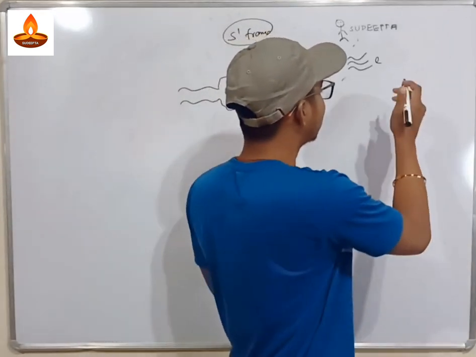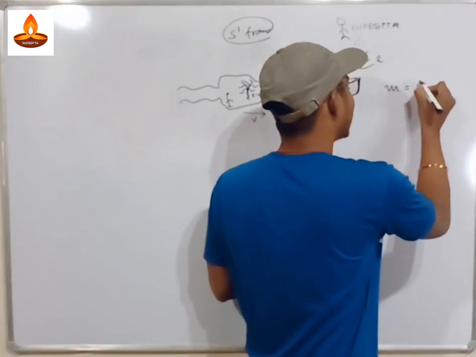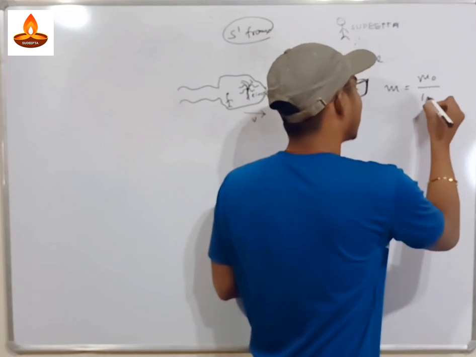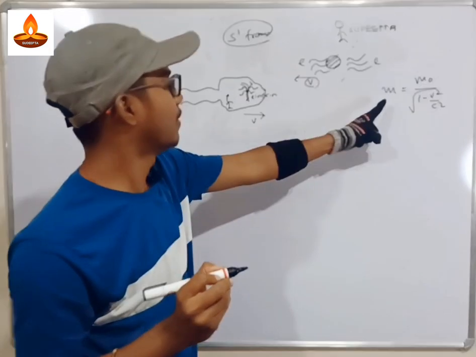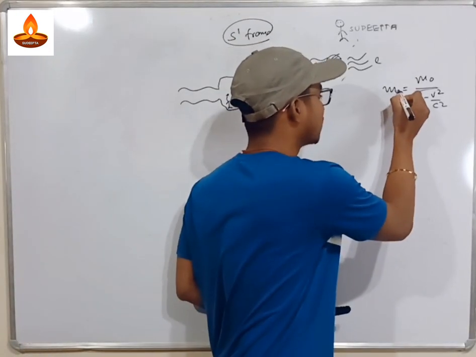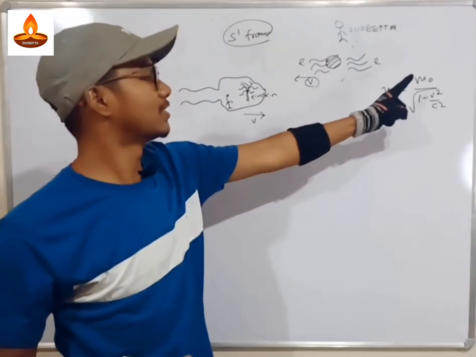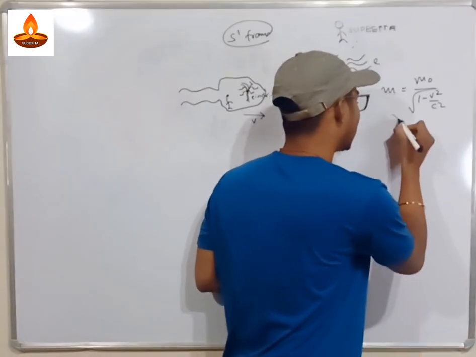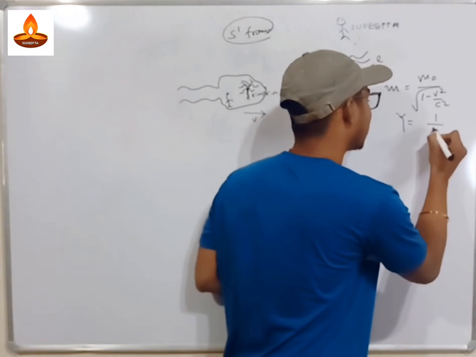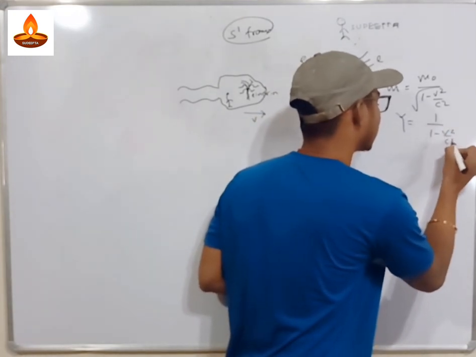We know from the relativity equation that m is equal to m naught over the square root of 1 minus v square upon c square. When the body is in motion, that is the relativistic mass, equal to the rest mass divided by the time dilation factor. What is time dilation? Time dilation is gamma, equal to the square root of 1 minus v square upon c square.